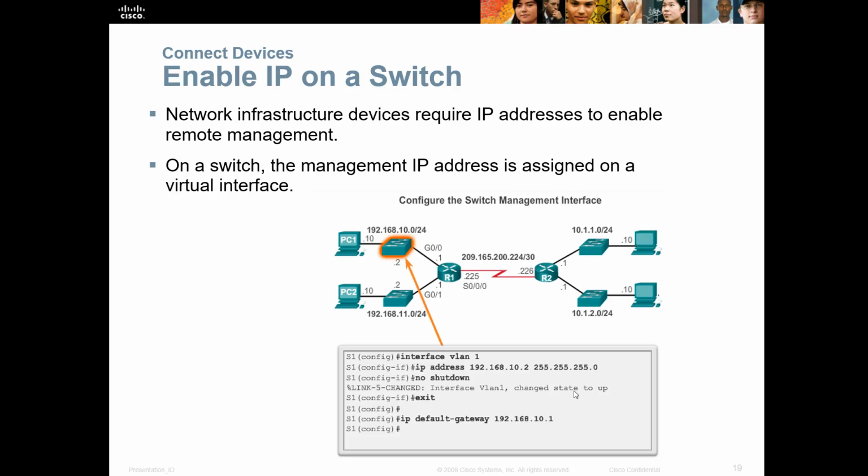Moving on. How do we set an IP on a switch to be managed? You set it for the appropriate VLAN, and you treat that VLAN like an interface. Give it the IP address, no shutdown, and you may have to give it a gateway so that the switch knows the appropriate gateway address out.